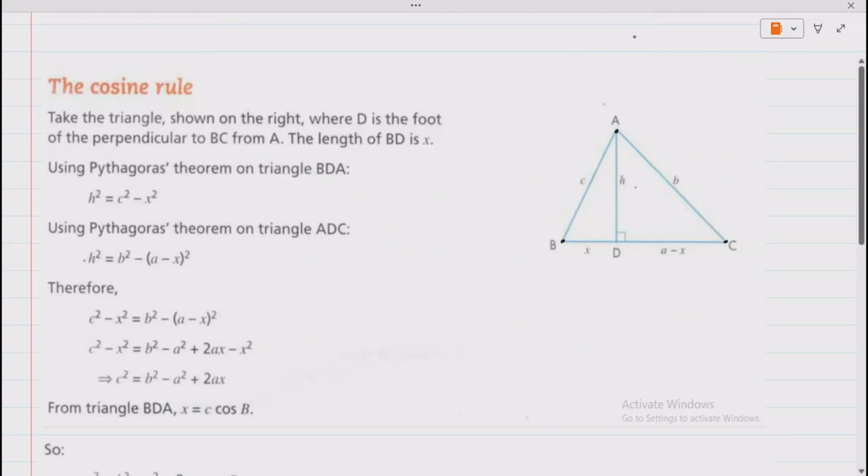Okay, so let's start. What is the cosine rule and what is the derivation of the cosine rule? How can we solve questions using this rule?